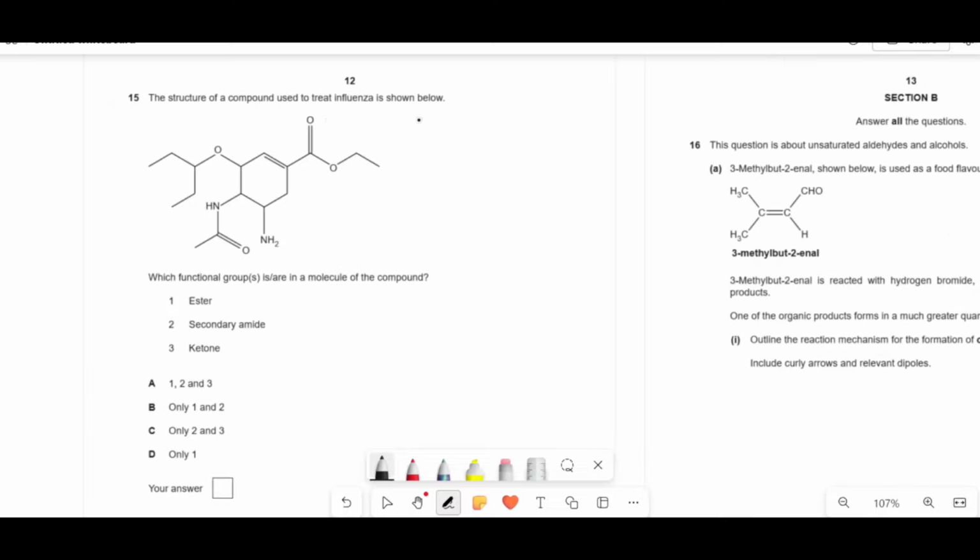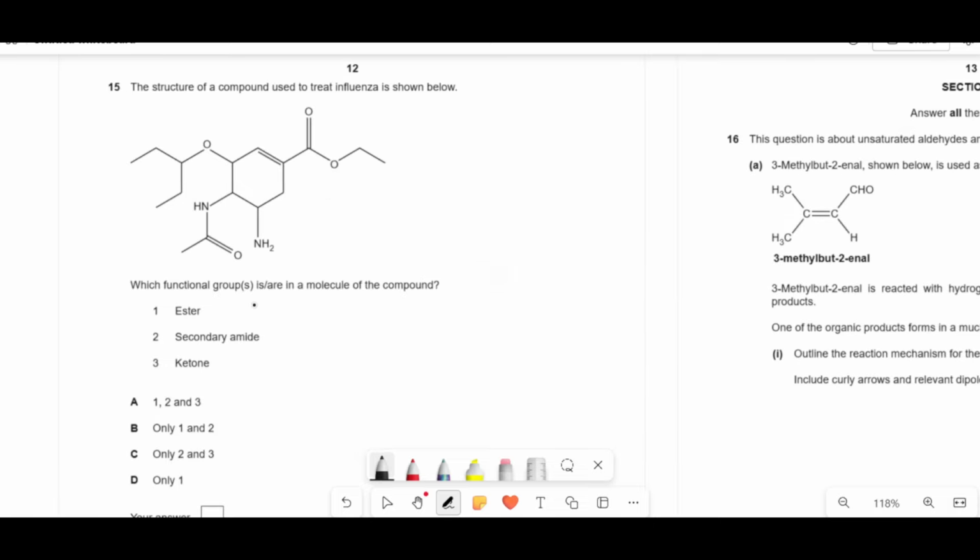So the structure of a compound used to treat influenza is shown. It asks which functional group or groups are present in a molecule of this. So there's an alkene here, there is a double bond. Then there's COOC, right? That's an ester, so there's an ester there.